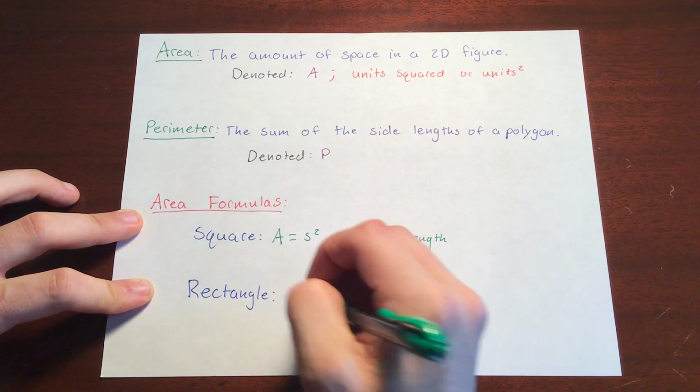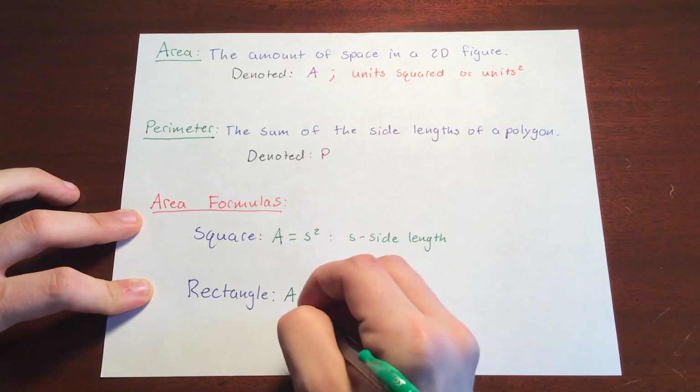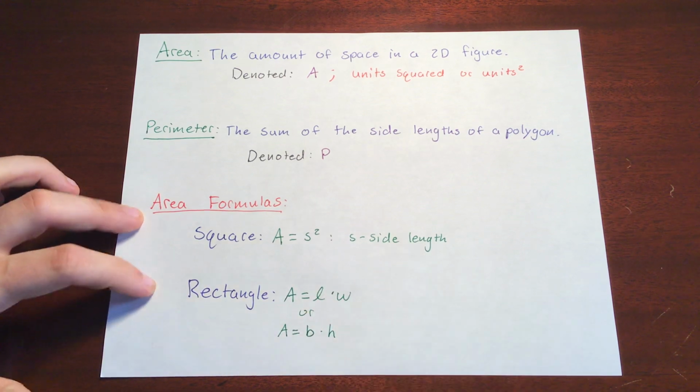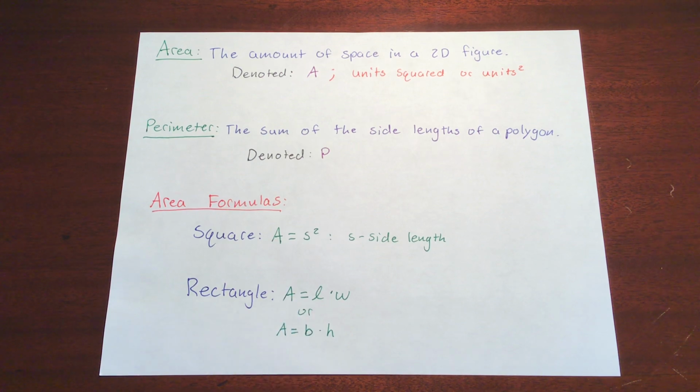Now, for a rectangle, we have A is equal to length times width, or A is equal to base times height. I like to use length times width because I get to do that sweet L right there. I really like that L. But if you like base times height, you do you. You choose, it's your life. There we go. A couple of formulas, and we're going to see them in action right now with a couple of examples.